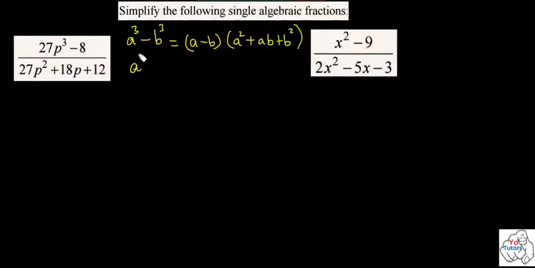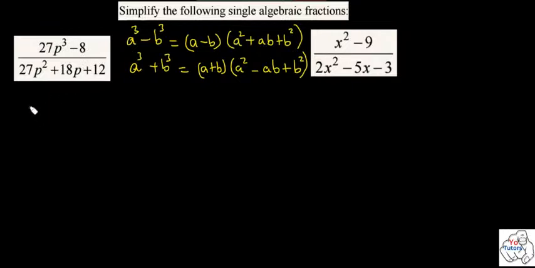If you are going to add them, a cubed plus b cubed, this is going to equal a plus b, then in brackets a squared minus ab plus b squared. So this expansion here, it doesn't matter what values you have. You need to find the cube root. If you look at this, the cube root of 27 is 3. Also, the cube root of p cubed is p. Then the cube root of 8 is actually 2.